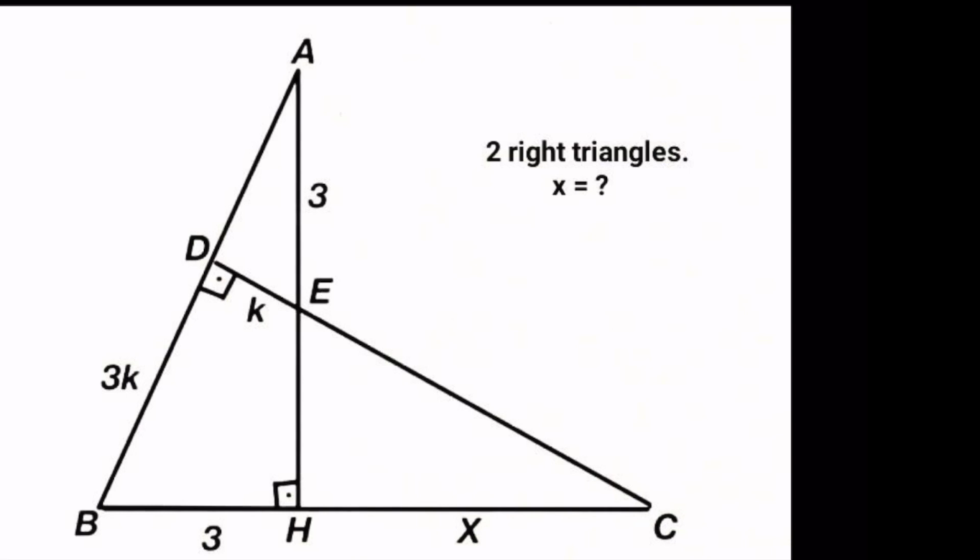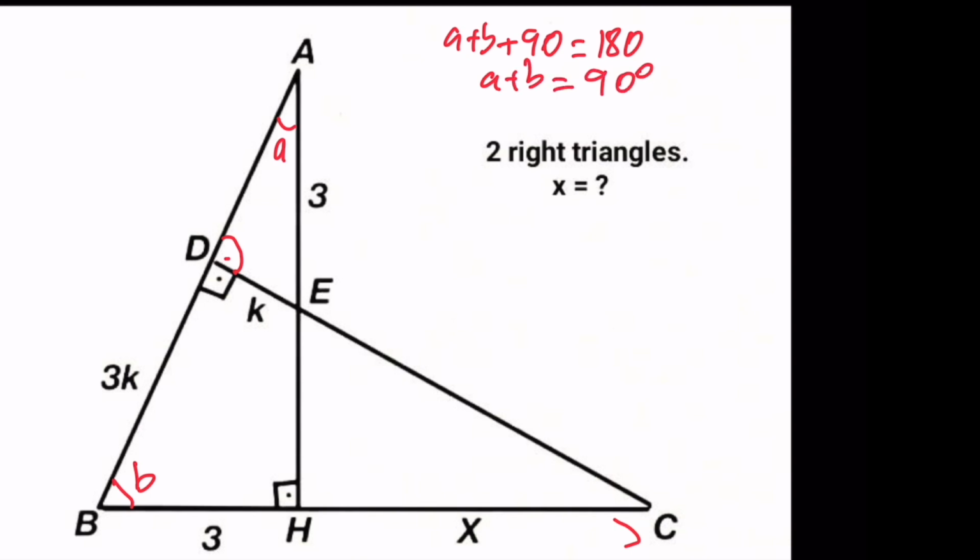So let's label some of the angles on these given triangles. If I call this one A, and this is a 90 degree angle as well. If you look at the triangle ABH, I would like to name this angle B. So what do I see? A plus B plus 90 must be equal to 180 degrees. Therefore, A plus B will be 90 degrees.